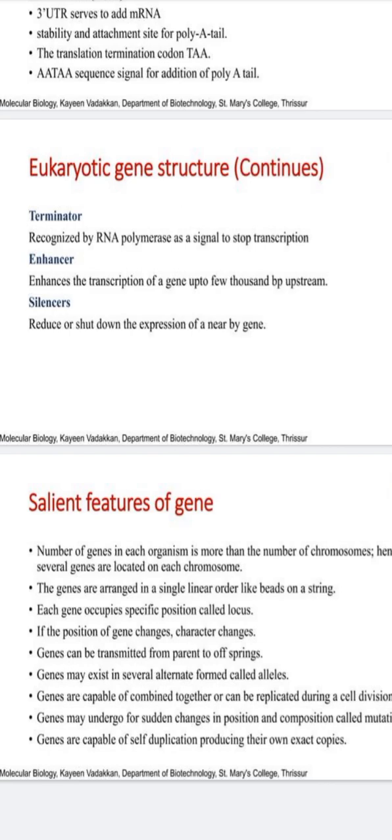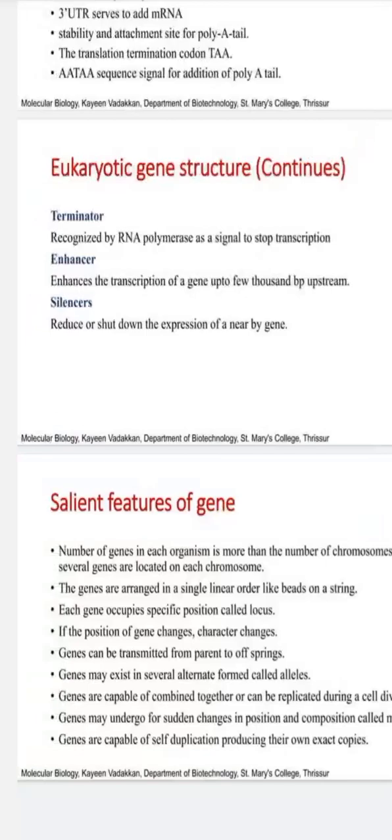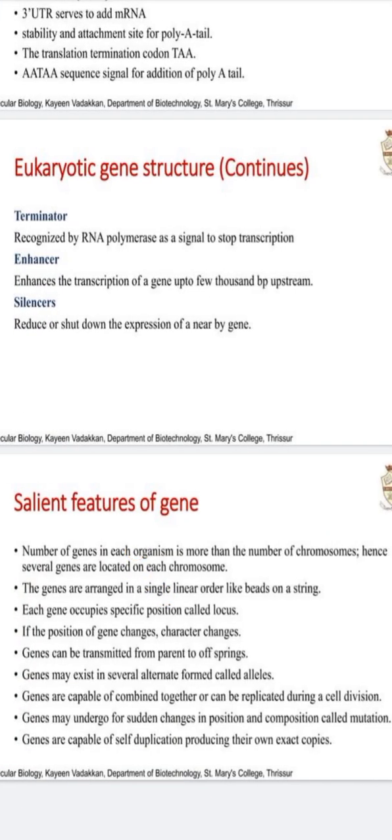Genes can be transmitted from parent to offspring, so they travel from one generation to the next. Genes may exist in several alternate forms, which are known as alleles, and genes are capable of combining together and can be replicated during cell division. So the number of genes increases based on replication, and they undergo several changes in their position and composition, which result in mutations.